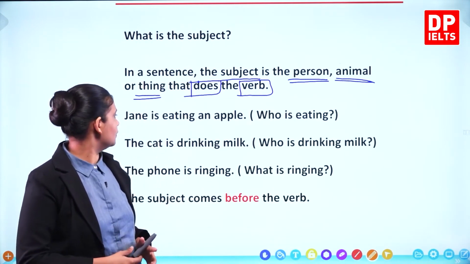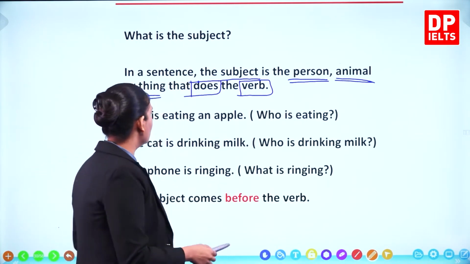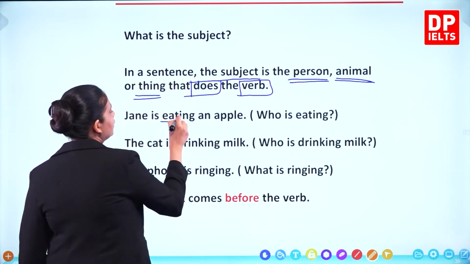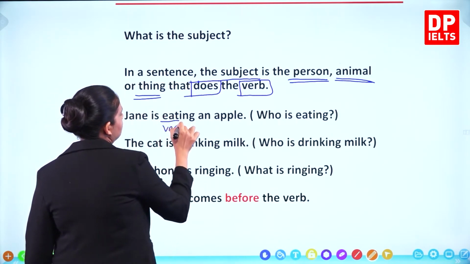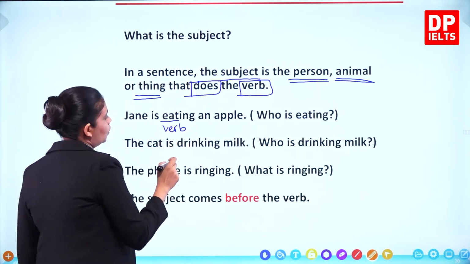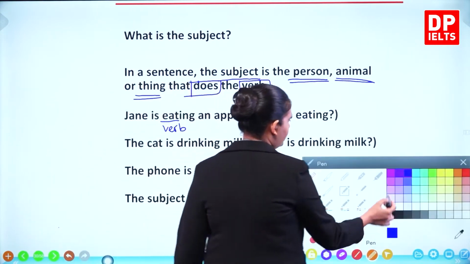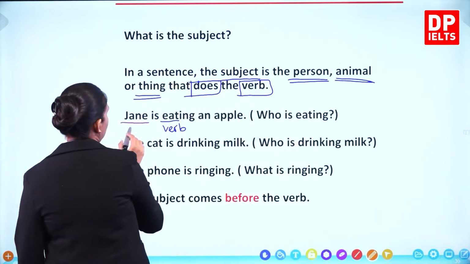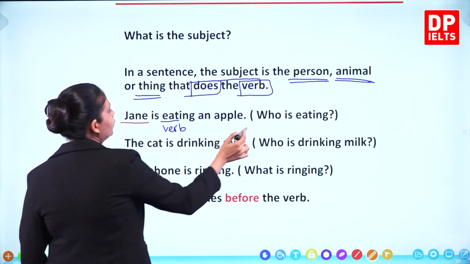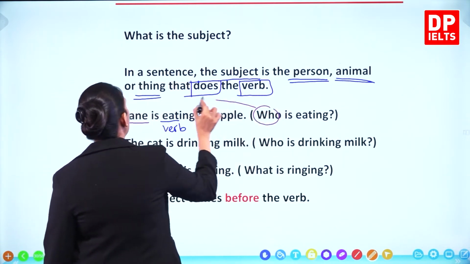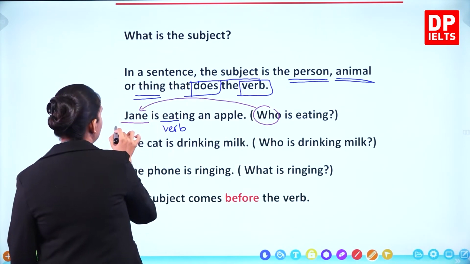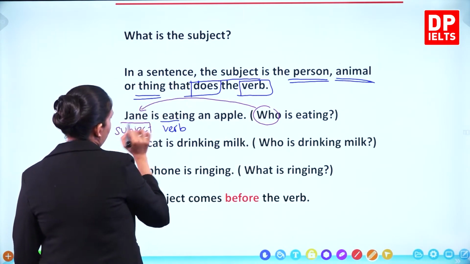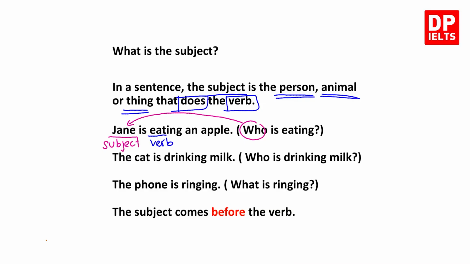Let's have a look at some of the examples. Jane is eating an apple. What is the verb? Eat. Who is eating an apple? Jane. So therefore, who? You ask the question, who is eating the apple? Jane. So therefore, Jane is the subject. Jane is eating an apple.